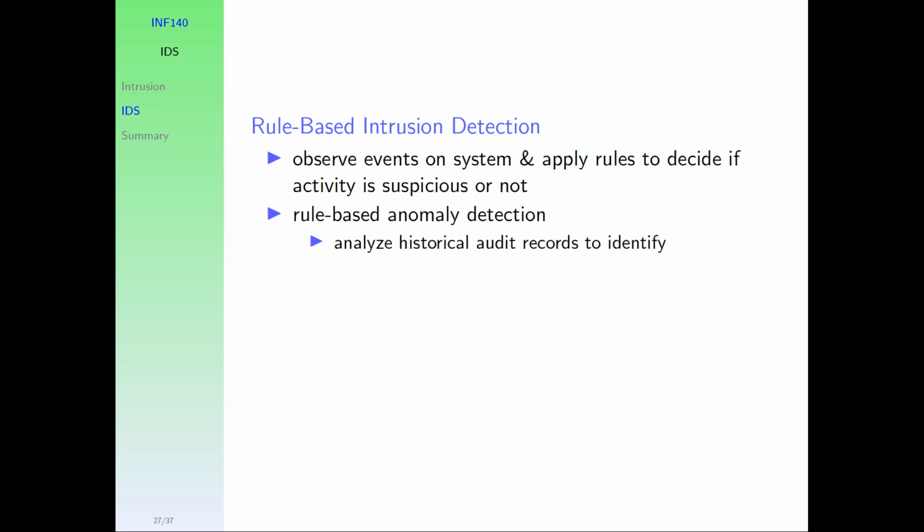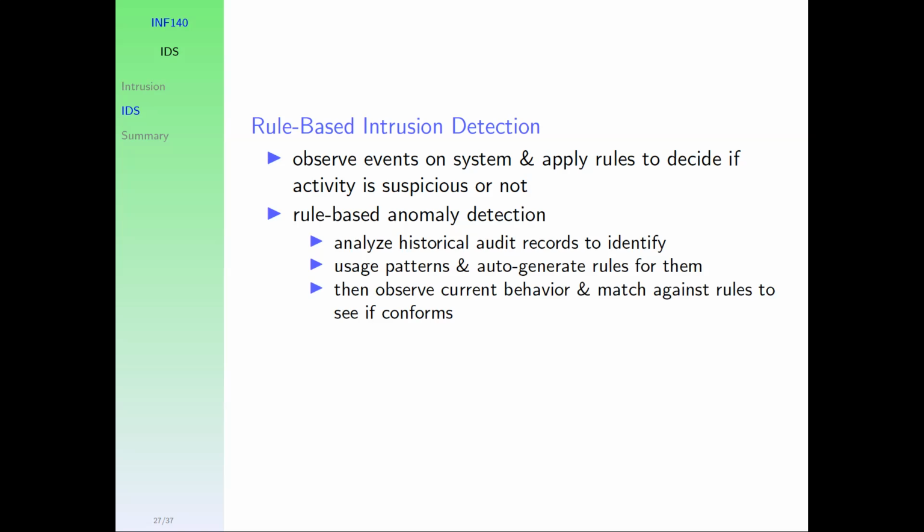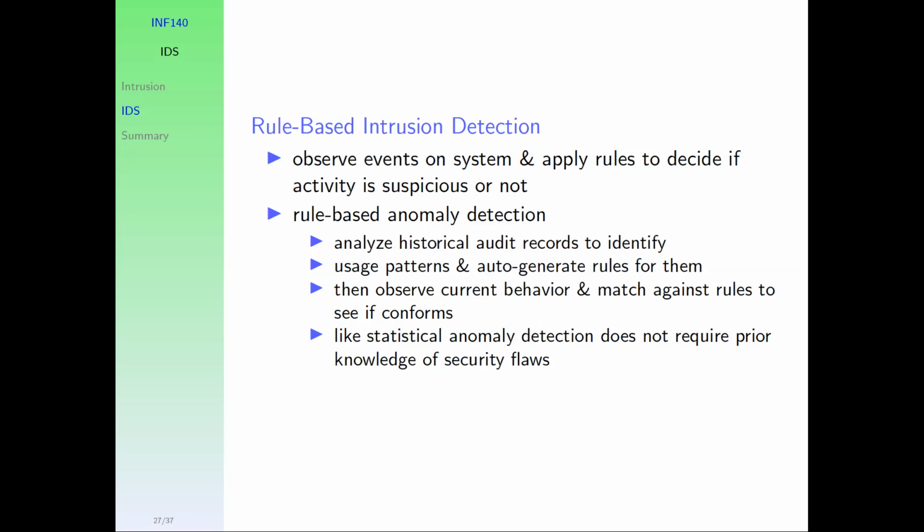So for anomaly detection, it analyzes the historic audit records to identify some normal behavior and uses this usage pattern to auto-generate rules. For this type of rule, they automatically set some rules for behavior, so there's no need to require prior knowledge of the security flaws.